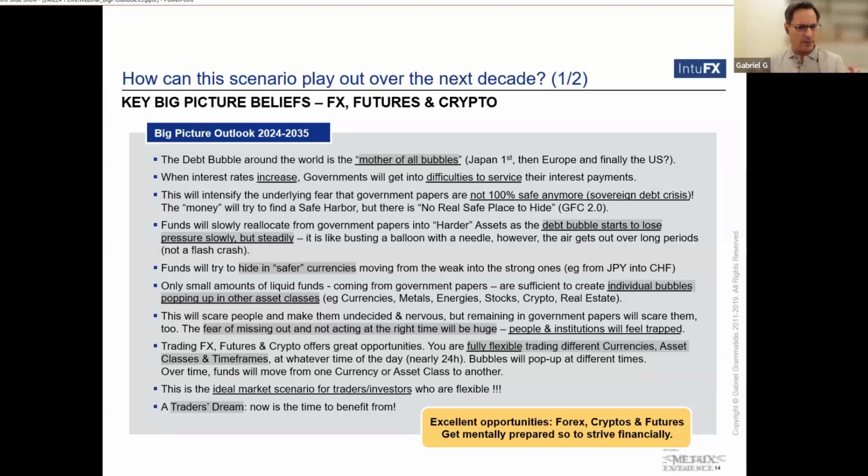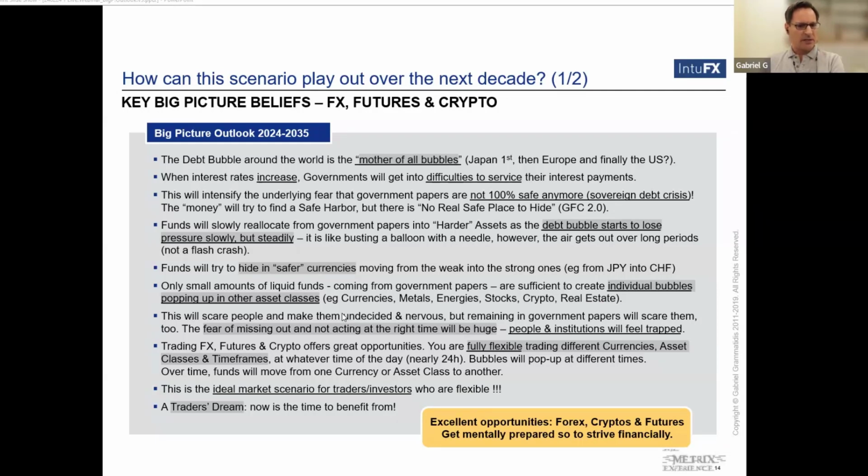When government papers are not 100% safe anymore, and when the pension funds have negative news, and when it might be unclear how much people get from their pensions, because pension funds can go bankrupt too, right? Well, this will scare many people and make them undecided and nervous. But remaining in government papers will scare them even more, right?